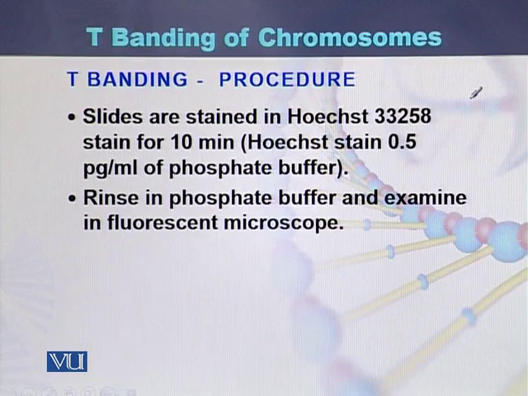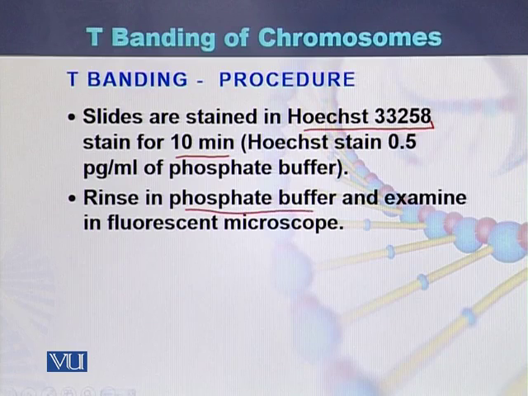Once the slides are rinsed again, they are stained with a chemical, Hoechst 33258, which is the specific designation of that stain. Keep the slides for 10 minutes in that particular stain. Then rinse the slides with phosphate buffer and examine the slides under a fluorescent microscope. When we perform all this procedure on the slides which contain the chromosomes, we can see the telomeres of the chromosomes have been stained and they are showing dark bands at the ends of the chromosomes.